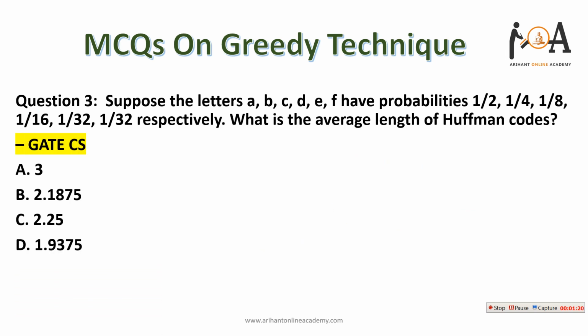The next question is: suppose the letters A, B, C, D, E, and F have probabilities 1 by 2, 1 by 4, 1 by 8, 1 by 16, 1 by 32 and 1 by 32 respectively. What is the average length of Huffman code?